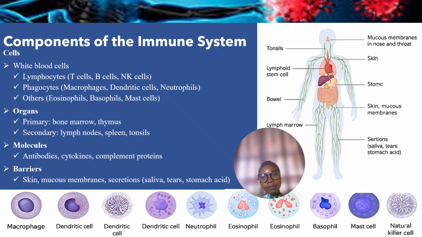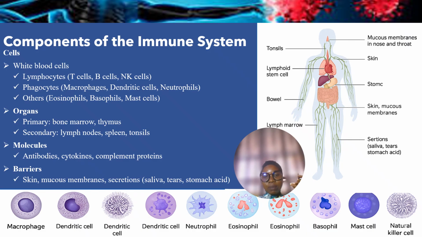So we have four different components of the immune system. We have the cells, we have organs, we have molecules, and we have barriers. The cells are majorly the white blood cells, also known as leukocytes, and these leukocytes consist of the lymphocytes, the phagocytes, and others as well.